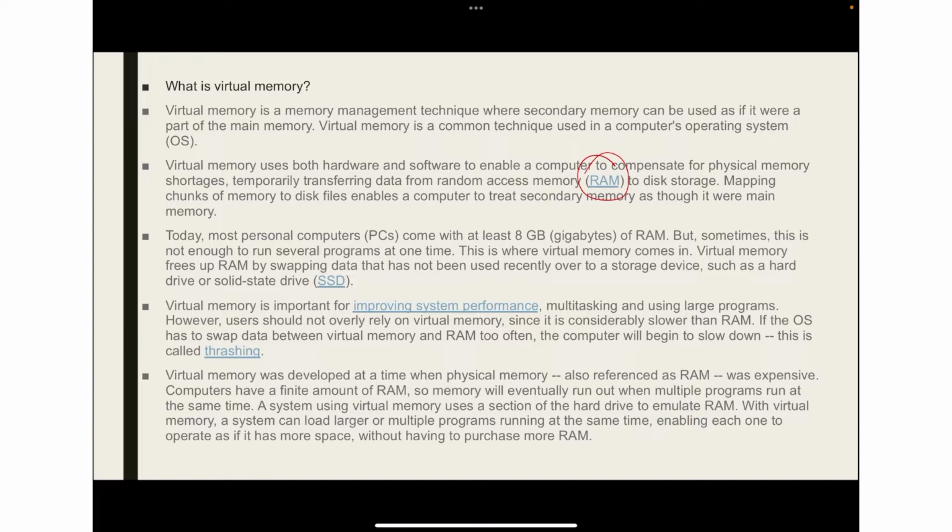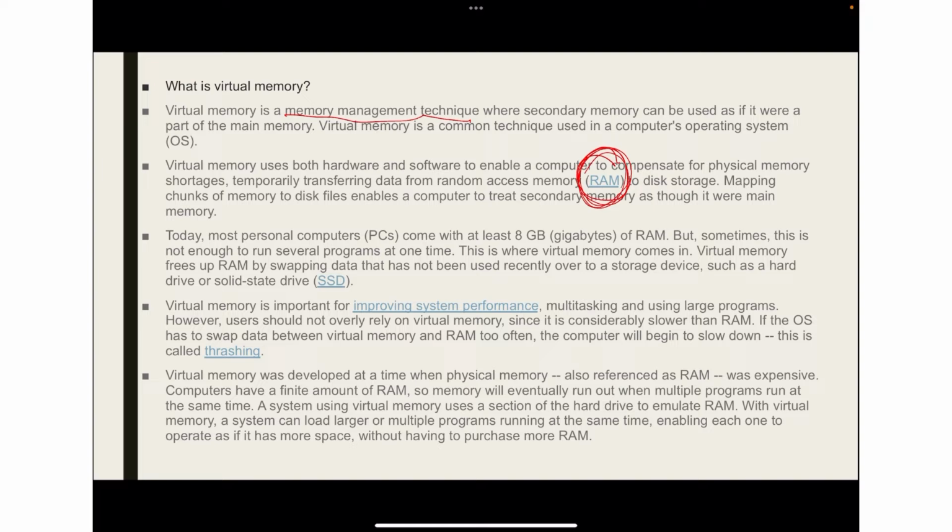So virtual memory is a memory management technique where secondary memory is used as if it were part of the main memory. So we know that our central processing unit or our CPU can only access the main memory, and it is also, among other storage, the fastest storage. So virtual memory is used when there is not enough memory in our RAM, so it uses other storage in our computer as if it is part of the main memory.